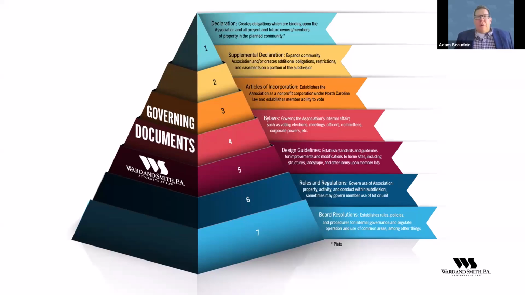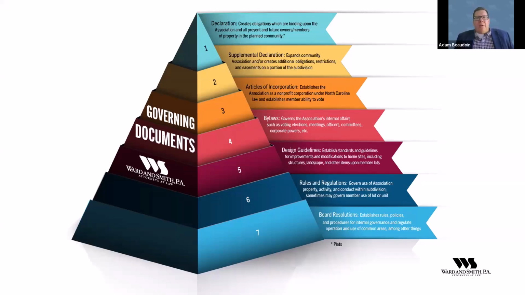The opposite is true, however, if the declaration were to include language that says the board may adopt reasonable rules and regulations regarding the number, breed, weight, color, species of pet. Then the declaration has now authorized the board to adopt that rule. So top of the mountain is a declaration. Behind that is the supplemental declaration. Then your articles of incorporation, your bylaws, your design guidelines, your rules and regulations, and your board resolutions.